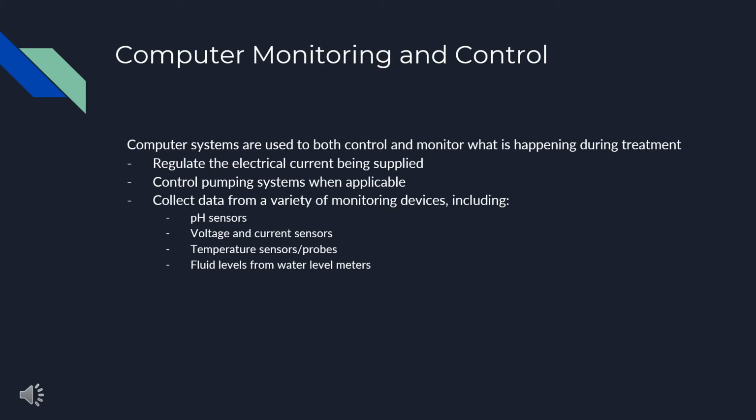It is also very valuable for the collection of monitoring data. Many monitoring devices may be used at the site, such as pH sensors, voltage and current sensors, temperature sensors or probes, and water level meters to check fluid levels in the ground. The fast availability of this data allows operation to run more smoothly and for alterations to be made when needed. Overall, this can significantly improve the efficiency of the treatment system.